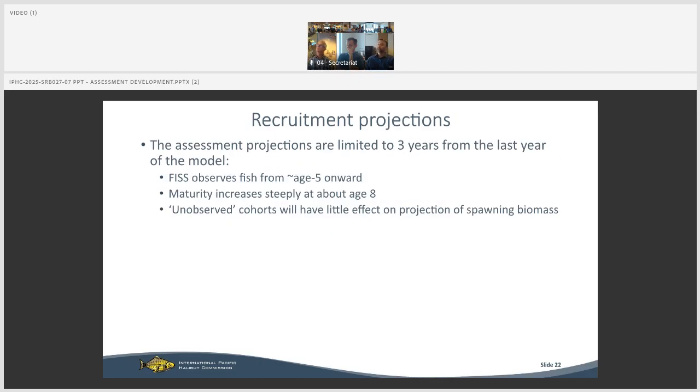So in the platform that I'm using, Stock Synthesis, we limit the projections to 3 years.